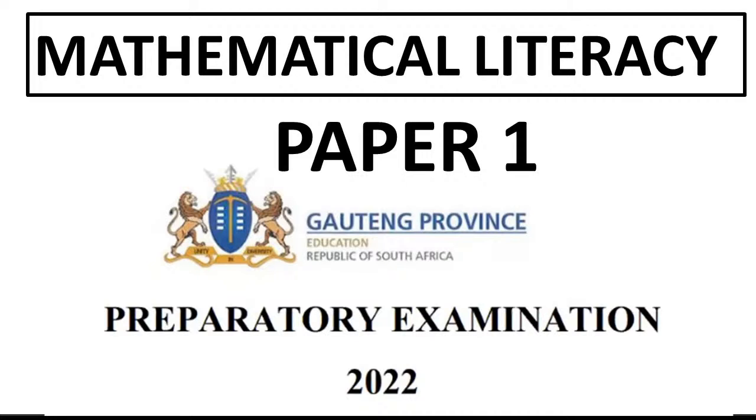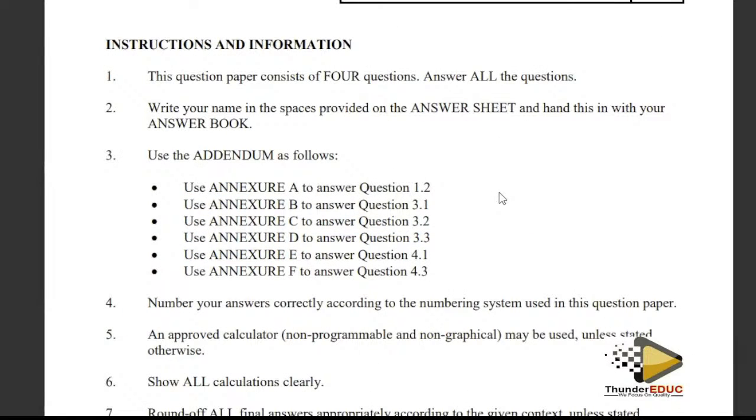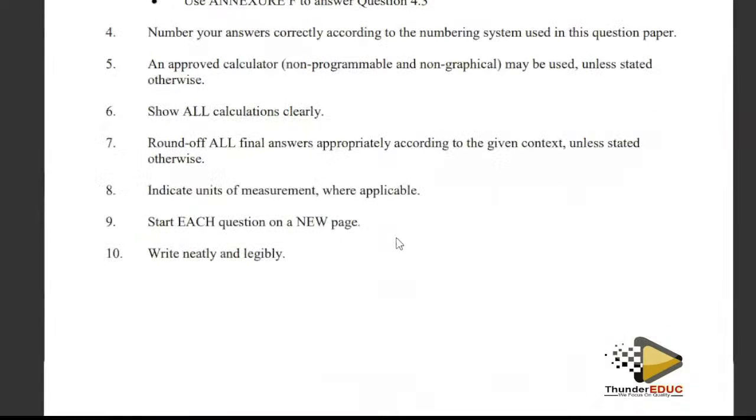Grade 12, let's look at the prelim that was done in 2022, paper 1. This will help you to revise. These are the instructions. We expect you to use the addendum for next year A, B, C, D, E, and A for questions 1.2, 3.1, 3.2, 3.3, 4.1, and 4.3.